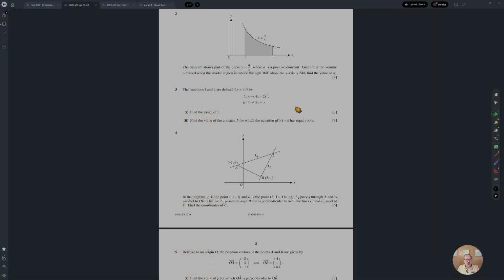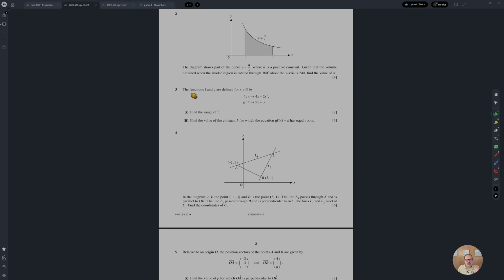The first question that we're going to solve in this master series is this one over here. This is from May-June 2010, paper 12, question 3. Let me just check one thing.